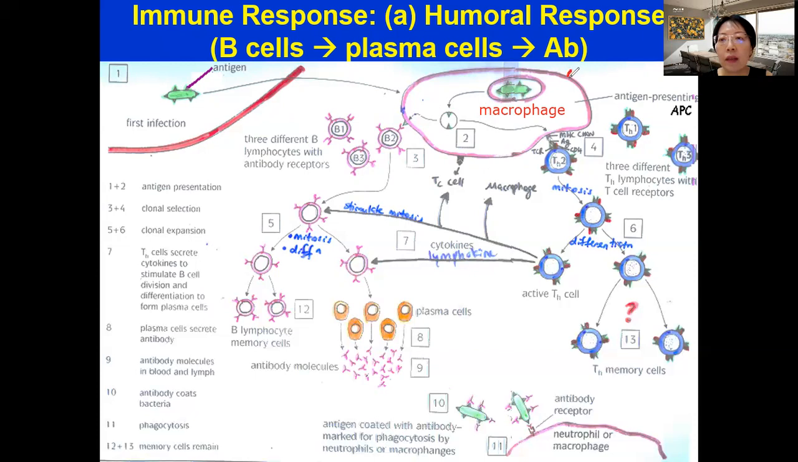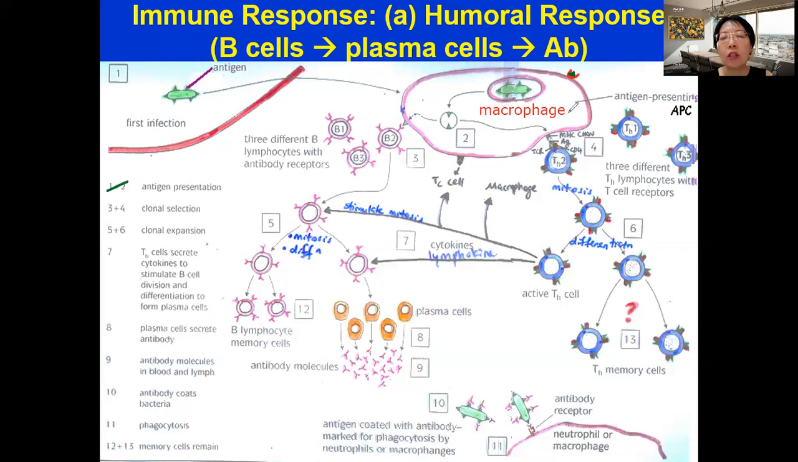So say, for example, this is a receptor here, and it will be holding the antigen of the bacteria, triangular shape. Either held directly on the membrane or held on a receptor for the antigen. So this step number 1 is called antigen presentation.